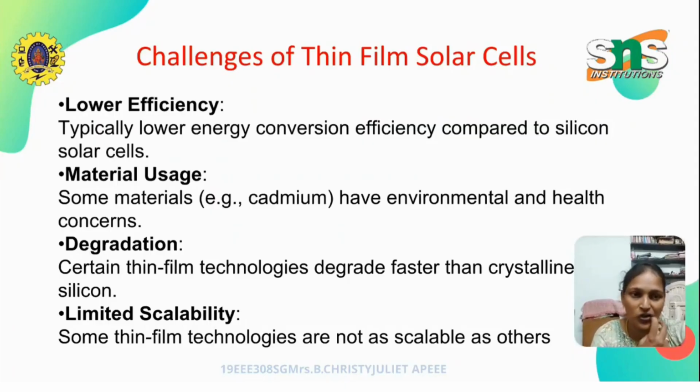They are not environmentally good to the surroundings, and its degradation rate is faster compared to crystalline silicon, which are the conventional solar cells. So it degrades faster because it has only a thin layer of the semiconductor material, so it may get degraded very easily, and it has limited scalability. It cannot be used in a wide manner just like your plastic solar cells, but it is a good replacement for your conventional solar cells, though it has limited scalability also.